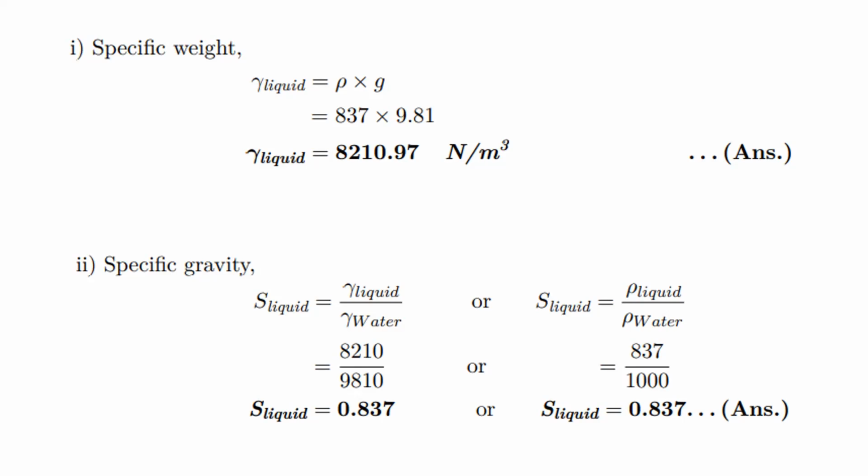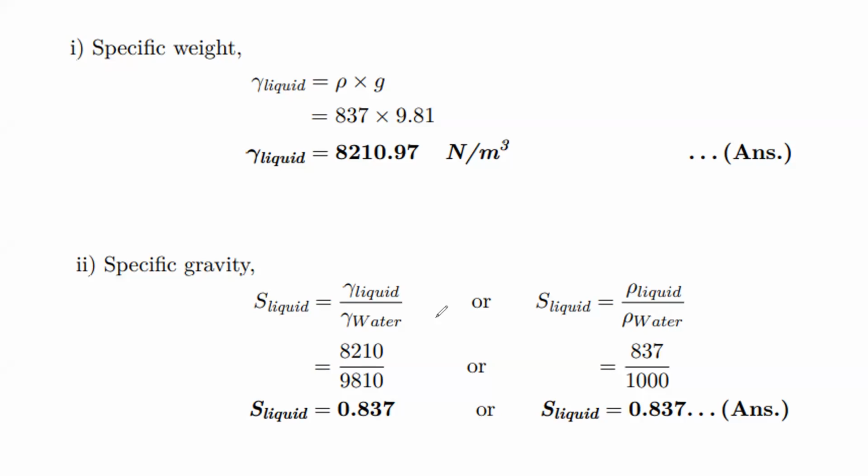Okay. Next, specific gravity. It is a dimensionless parameter. We have two methods, either by using the weight density of the liquid, you can calculate the specific gravity, or by using the density of the liquid, you can also calculate the specific gravity.